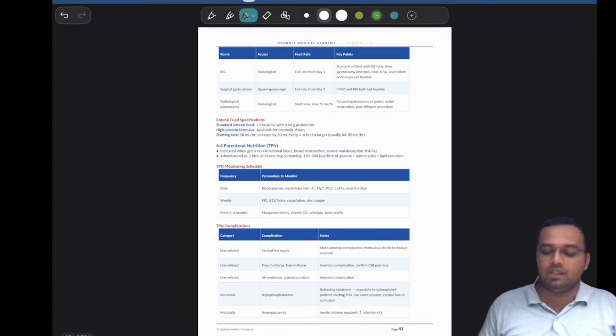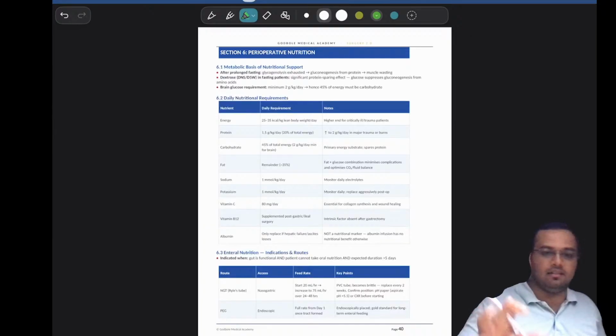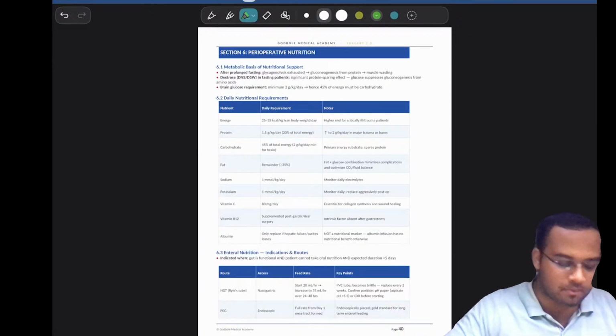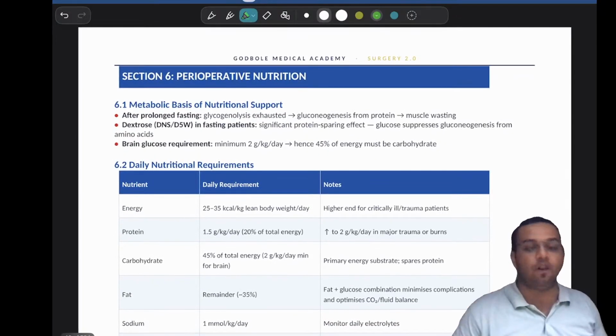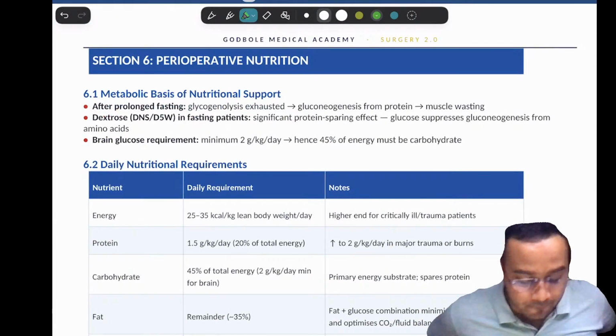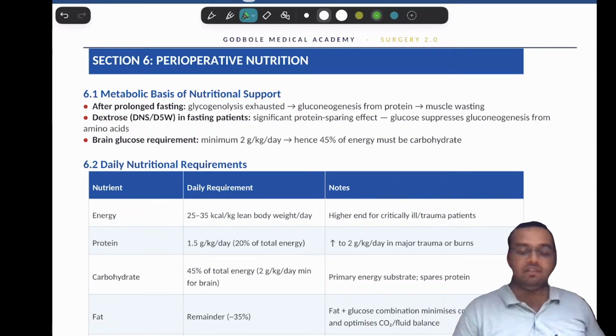So now coming down to the last chapter of today's discussion, this is going to be a little bit of a big chapter, but very important when it comes to your surgery papers and also for your NEET PG exams and NEET SS definitely. So what is perioperative nutrition?